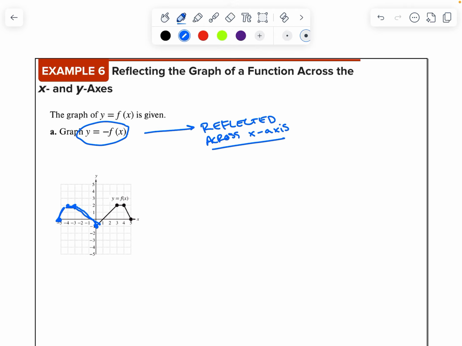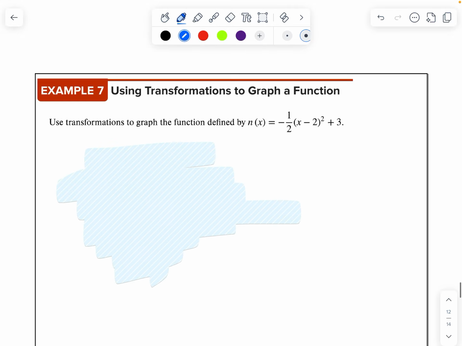My connecting the dots was poor, I know, I'm sorry. I apologize for my lines being so crooked. Let's see another one of those.